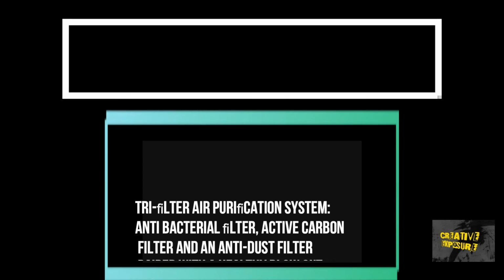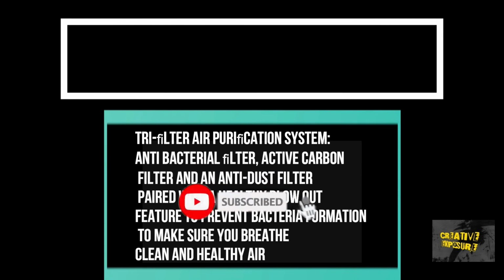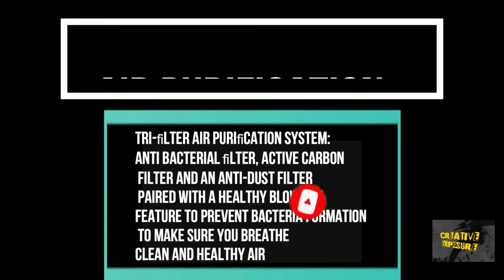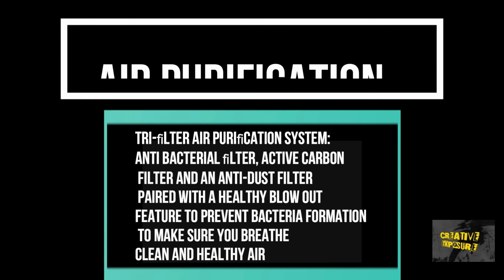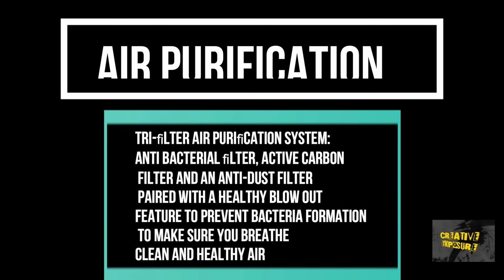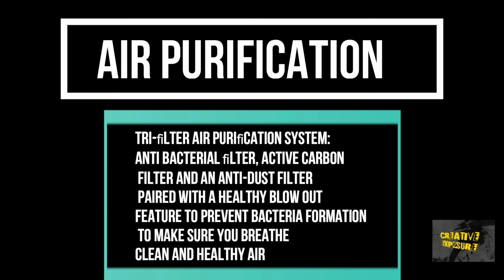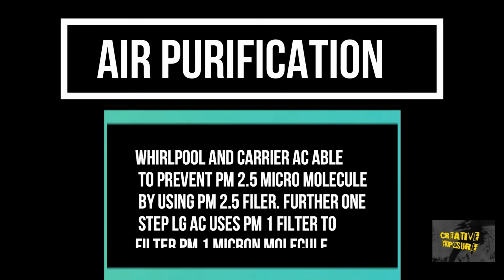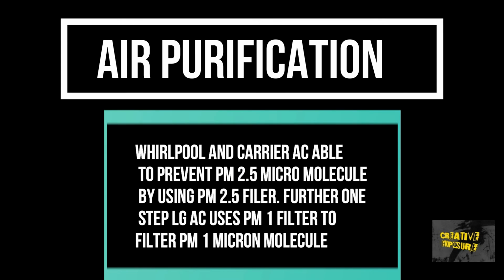Air purification. In this purification process, many brands have different technologies. Some companies use a triple filter, like an antibacterial filter, an active carbon filter and an anti-dust filter. Some companies like Whirlpool and Carrier use a 2.5 micron filter, a PM 2.5 filter. And going one step further, the LG brand is using a PM1 filter which can filter PM1 micro particles.